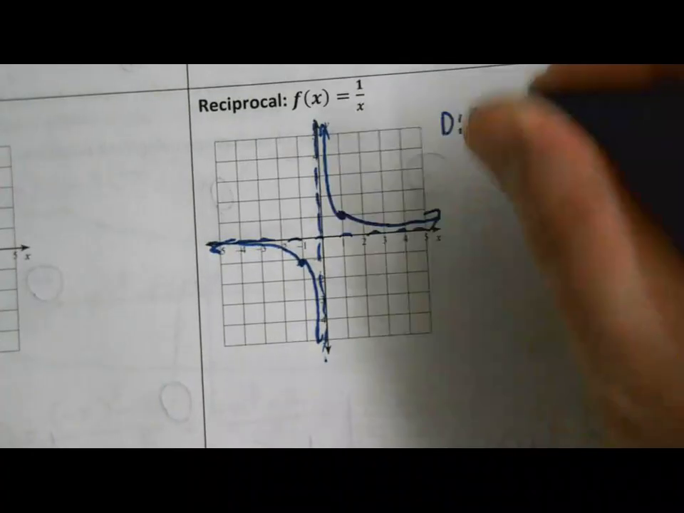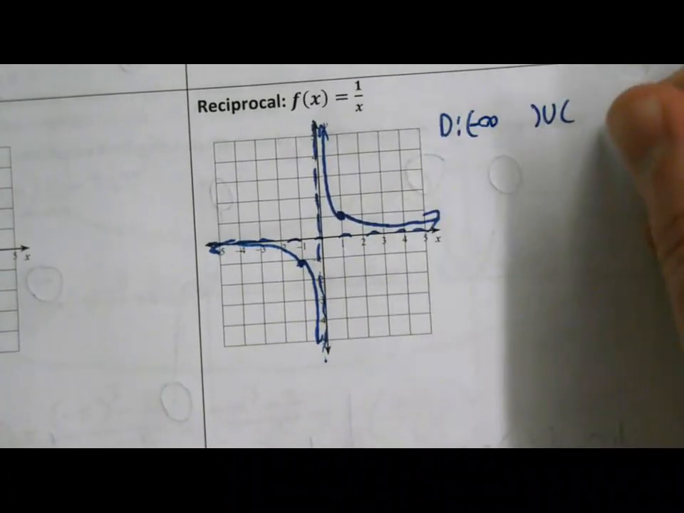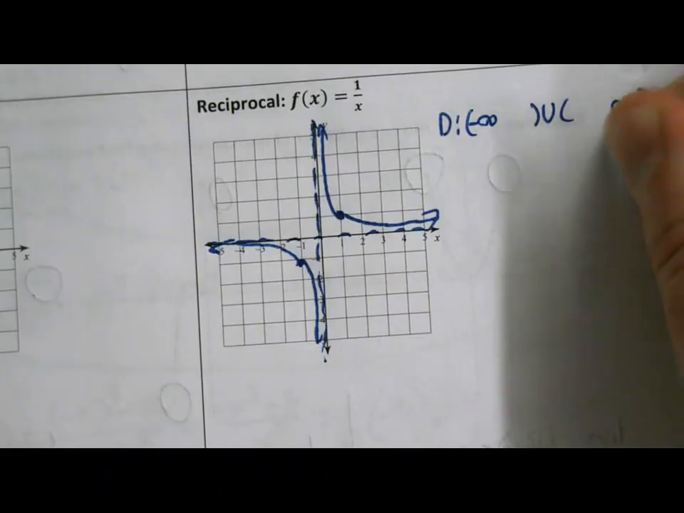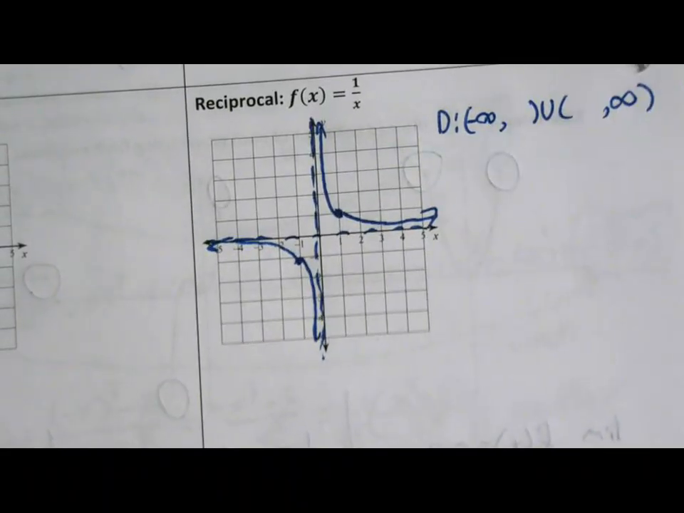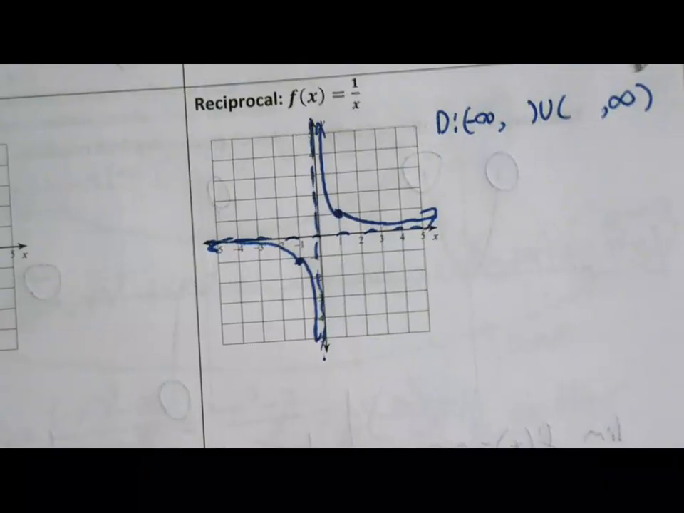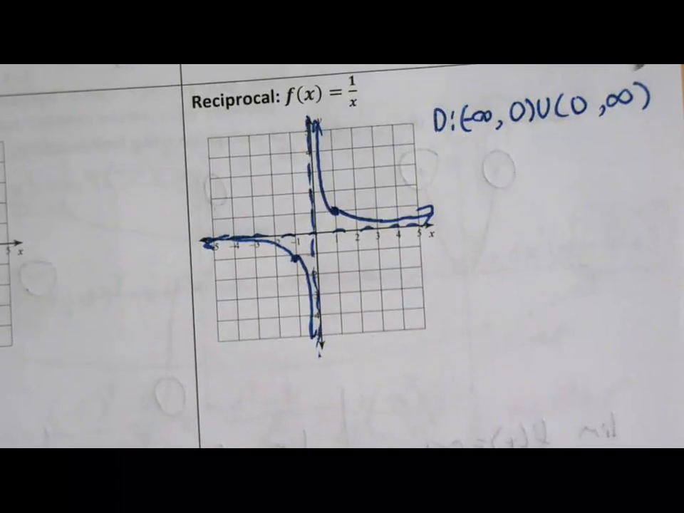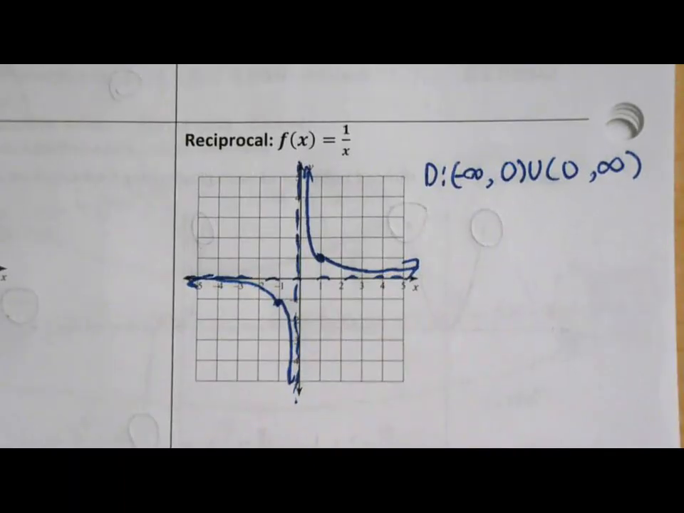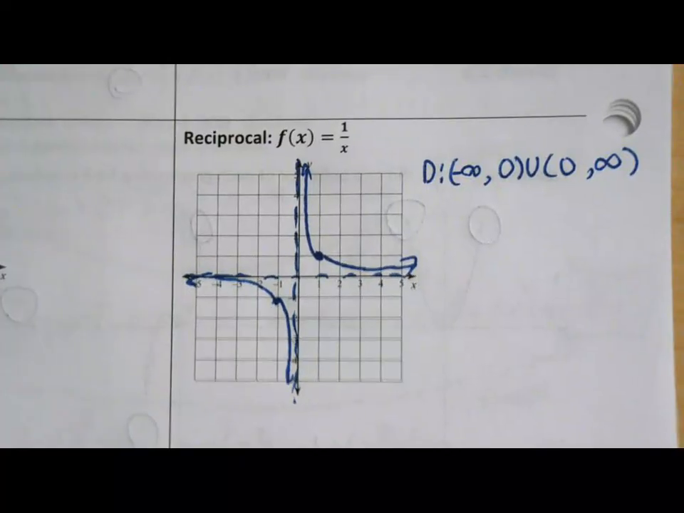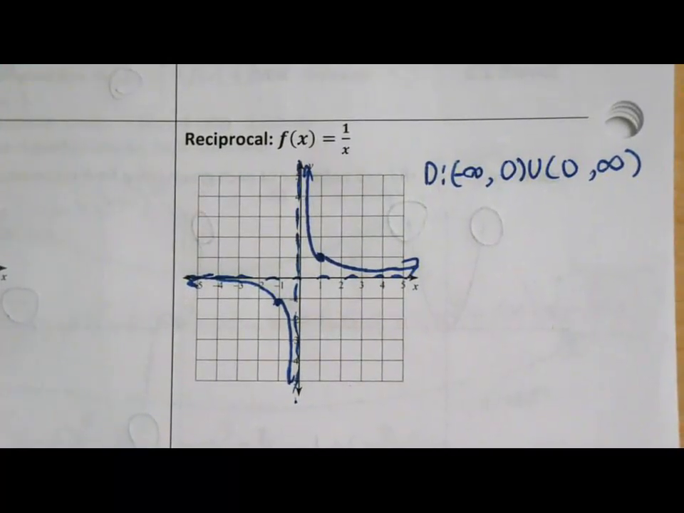I'll give you a hint. This one's going to start at negative infinity, and this one's going to end at positive infinity. That's the domain. Those are the inputs that are allowed to go into this function. Basically everything except for 0.